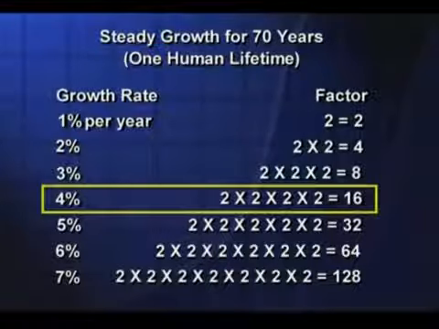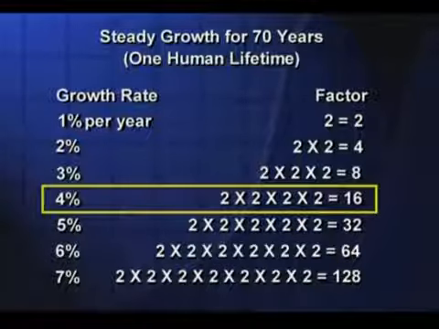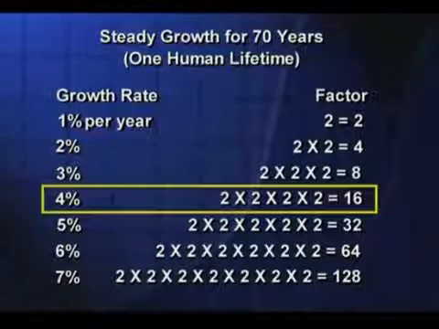Now there's another beautiful consequence of this arithmetic. If you take 70 years as a period of time, and note that that's roughly one human lifetime, then any percent growth continued steadily for 70 years gives you an overall increase by a factor that's very easy to calculate. For example, 4% per year, you find the factor by multiplying 4 2's together, it's a factor of 16.